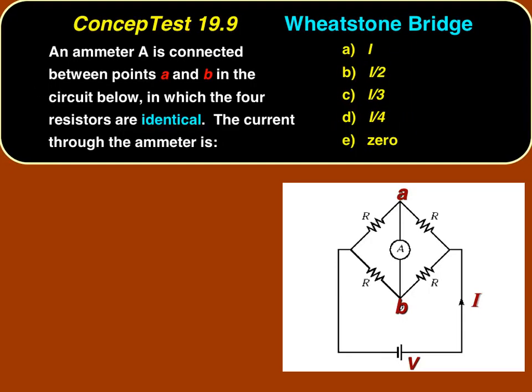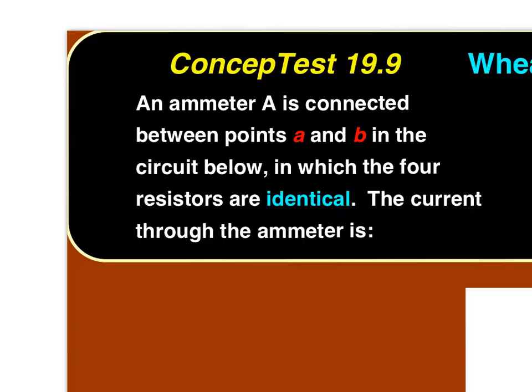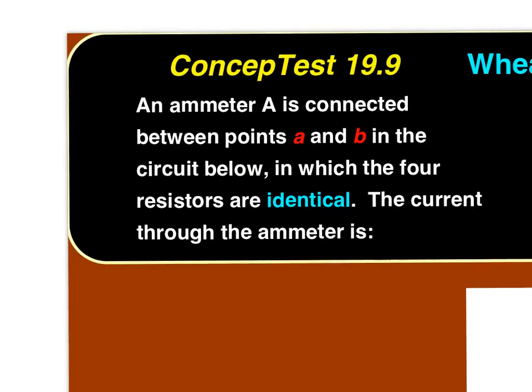Ammeter. What does an ammeter do? Measures current. Exactly. Ammeter A is connected between points A and B. This is our last one, and I just thought I'd throw this in there. There's no specific concept that we've learned about this, but I think you can get it. Ammeter A is connected between points A and B in the circuit below, in which the 4 resistors are identical. The current through the ammeter is.